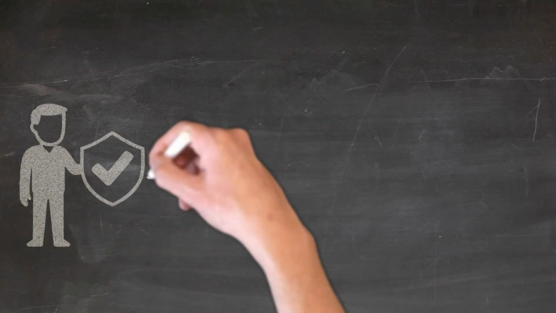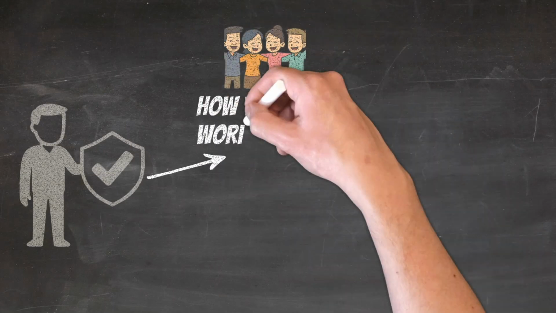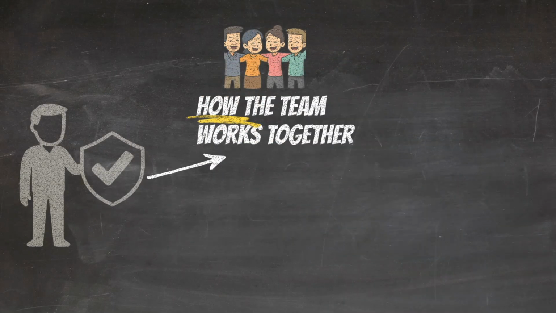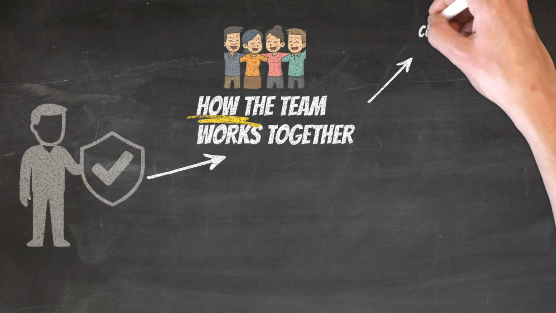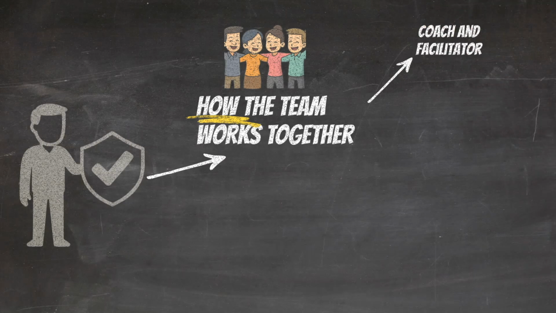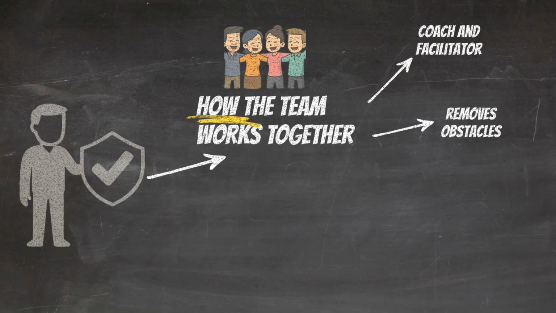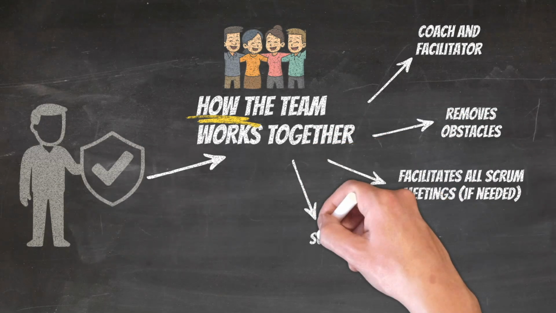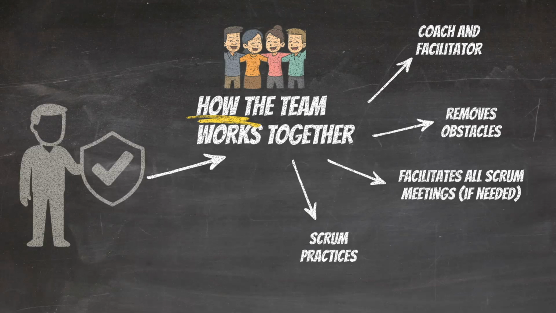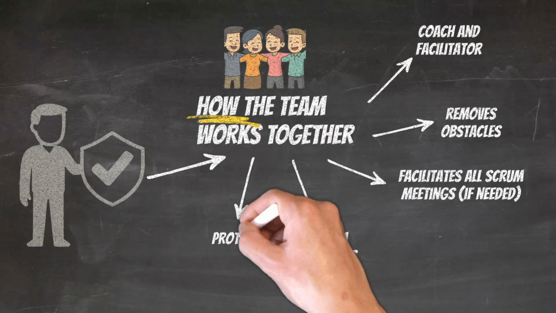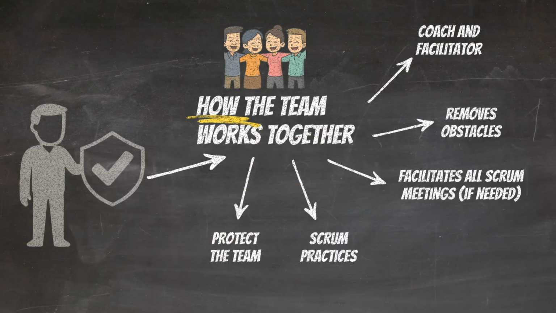Next, the Scrum Master focuses on how the team works together. They are not a product manager, they are a coach and facilitator. The Scrum Master removes obstacles that slow down the team, facilitates all Scrum meetings, and helps everyone follow Scrum practices correctly. They protect the team from outside distractions and promote continuous improvement.